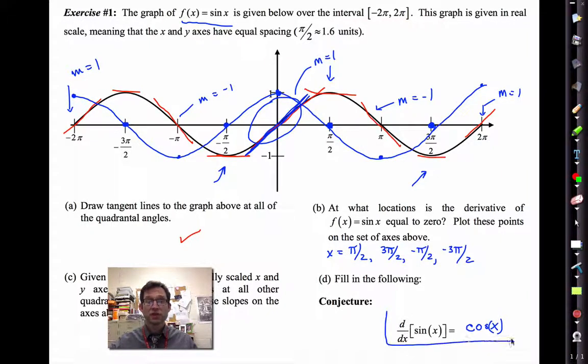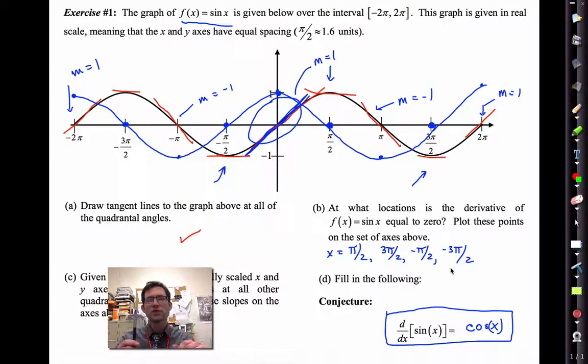Now that's a conjecture. I really want to emphasize things about conjectures. A conjecture is a guess. That's all it is. It's a mathematical guess based on good evidence. In other words, I look at that graph in blue and I say, that looks a lot like the cosine graph, so I'm thinking that the derivative of sine is cosine.